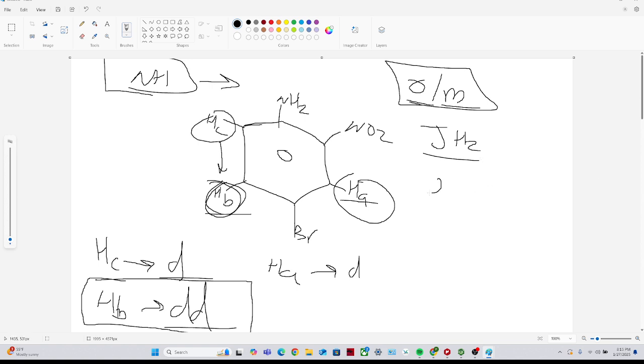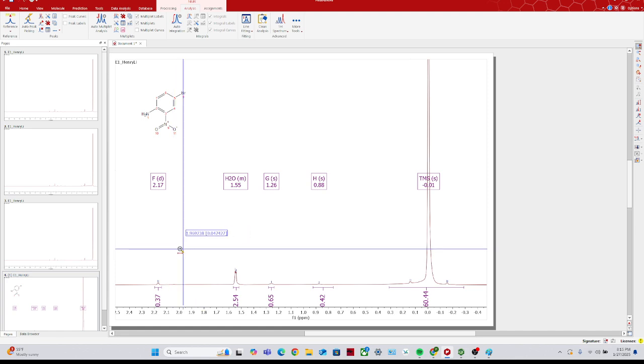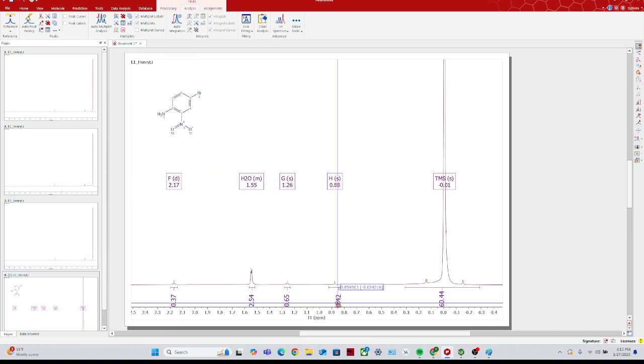So ortho coupling is going to have roughly, I believe, somewhere like 6 to 10 hertz. This is, by the way, rough numbers. So ortho equals 6 to 10, and meta is like 1 to 3 hertz. And so when you look at your NMR, you can actually prove that. And here's an NMR of my friend.